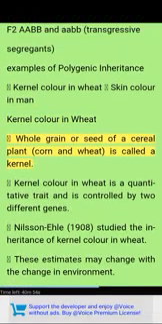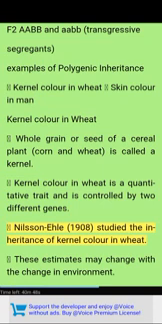Kernel color in wheat. The whole grain or seed of a cereal plant, corn in wheat, is called a kernel. Kernel color in wheat is a quantitative trait and is controlled by two different genes. Nilsson-Ehle studied the inheritance of kernel color in wheat in 1908. These estimates may change with the change in environment.